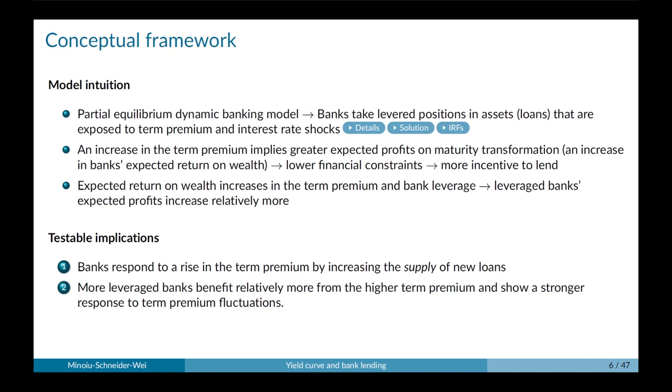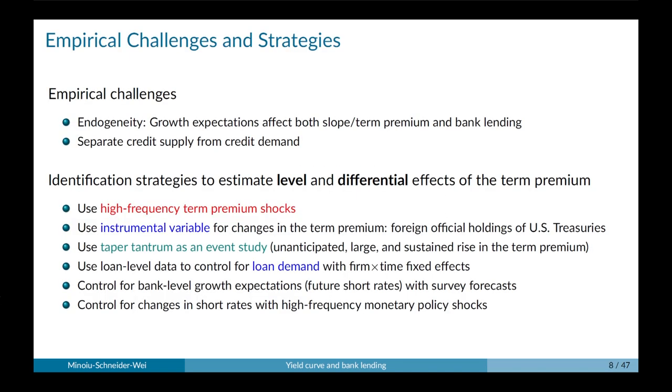So I can take two testable implications to the data. First, the banks will respond to a rise in the term premium by increasing lending, in particular, the supply of new loans. And importantly here, we're going to have to somehow empirically shut down any effects of the term premium on loan demand. And secondly, more leveraged banks should exhibit a stronger response to term premium fluctuations. That's the differential effect. So we have two tasks: documenting in the data a level and a differential effect that would be consistent with the model. So let's move on to identification.